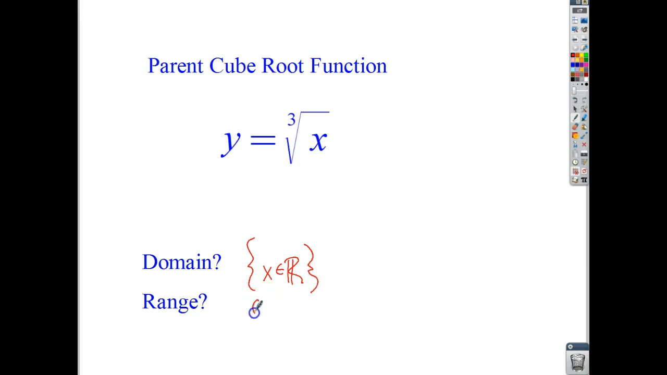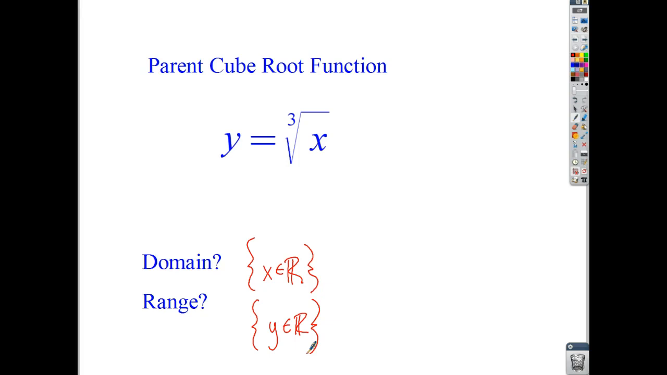Not very good at those. I'm getting better at those, okay? And so then we know that y is an element of real numbers also, because if I can plug anything in, I'm going to be able to get anything out of this as well. All right, so let's go ahead and take a look.